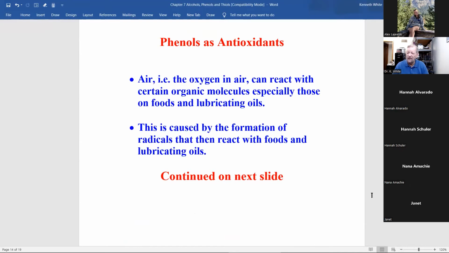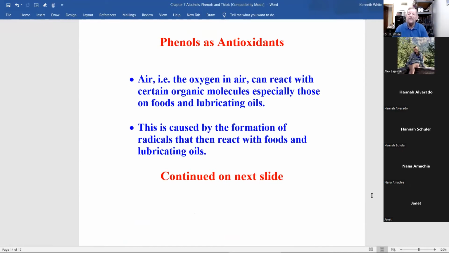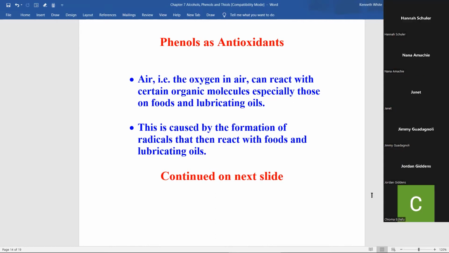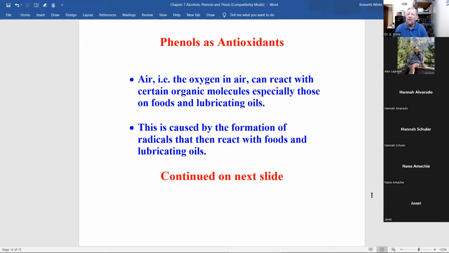And let me do one other thing I didn't do earlier. How many of you have ever heard of antioxidants? Give me a thumbs up if you heard the term antioxidant. I see some of you have. All right, now, what is an antioxidant? Well, that's a molecule that stops oxidation. But it turns out it's more sophisticated than that.